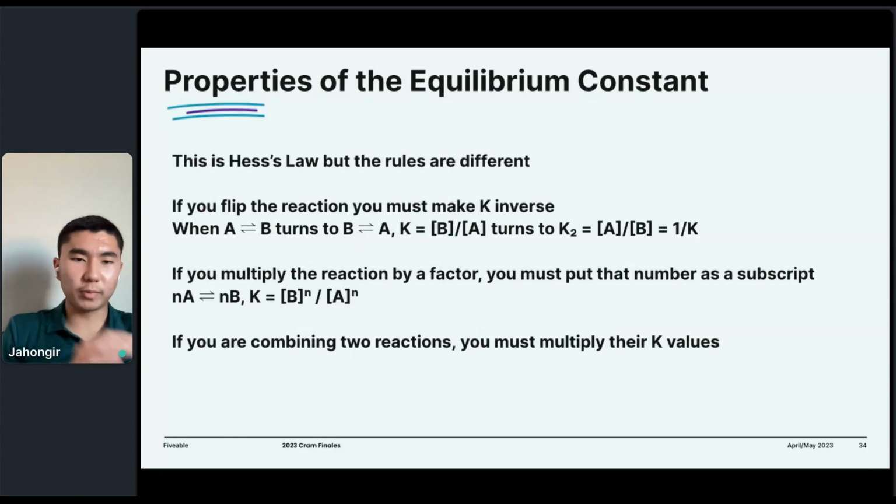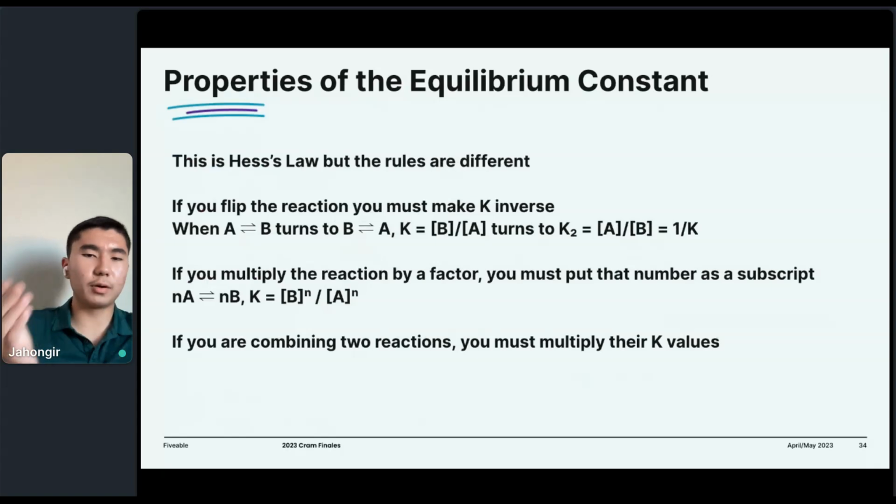Now, if we're multiplying the reaction by a factor, we have to put that number as an exponent. In Hess's law, when we were multiplying by a factor of 2, we just multiplied our enthalpy by 2. But for the equilibrium constant, we have to square that number or cube it, or whatever the number is. We have to put it as an exponent.